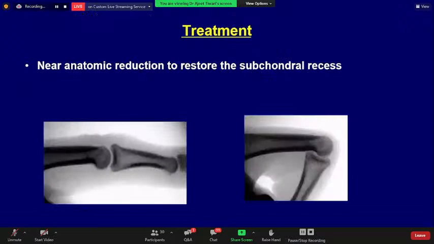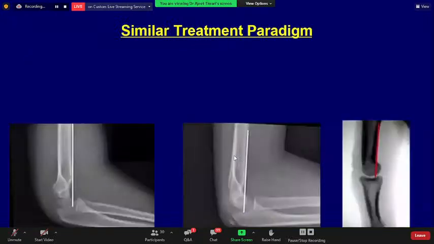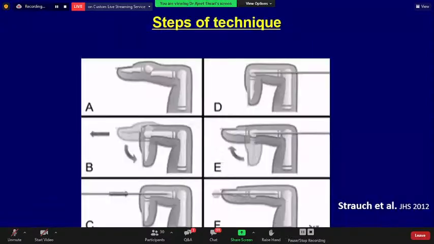So the purpose of the treatment of these kinds of fractures is near anatomical reduction to restore the subchondral recess. In these fractures, the head should be properly reduced so that the subchondral recess is restored. We follow a similar paradigm as in type 2 supracondylar fractures, when the capitulum is quite behind and we have to correct the capitulum. In the same pattern, we have to correct the neck fracture of the proximal phalanx so that the subchondral recess is restored.